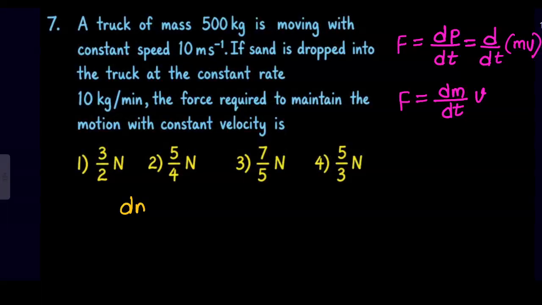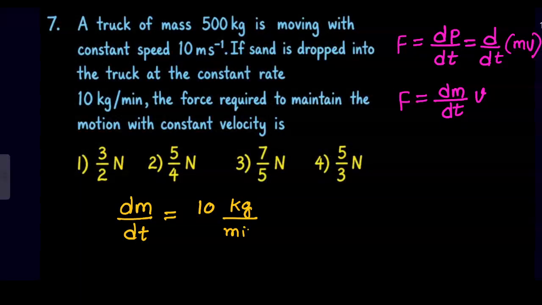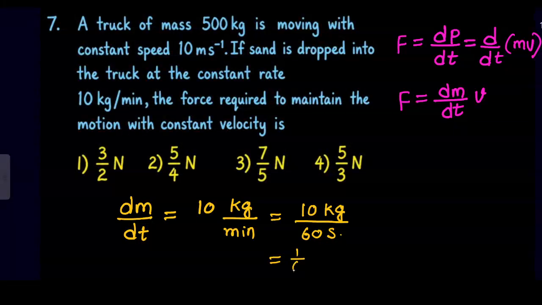Now, dm by dt, how much did they give? They gave 10, as kg per minute. We need to convert it to kg per second. Minute is not SI system. So we write 10 kg, and 1 minute means 60 seconds. Then it will be equal to 1 by 6 kg per second.